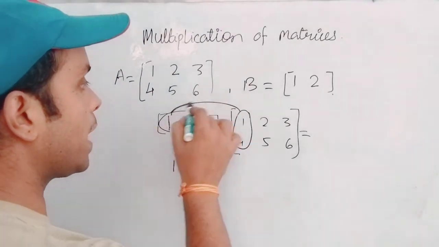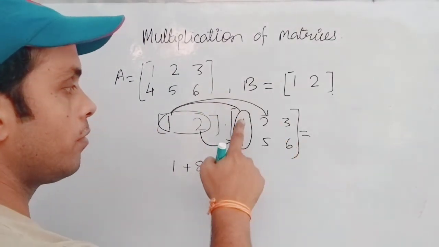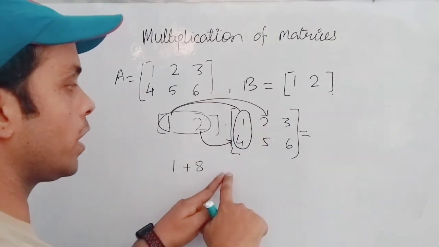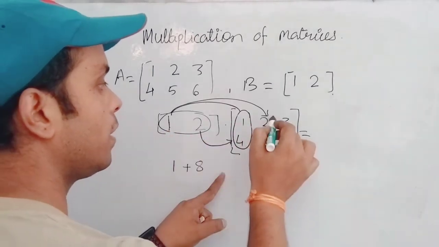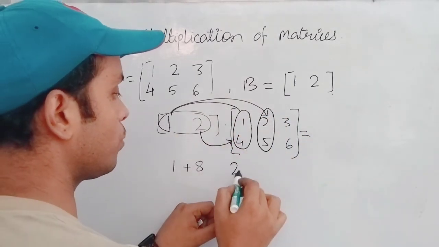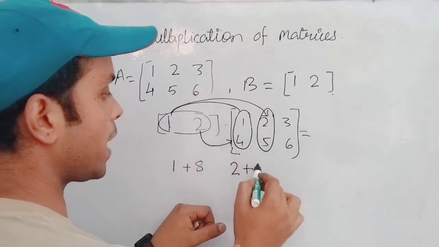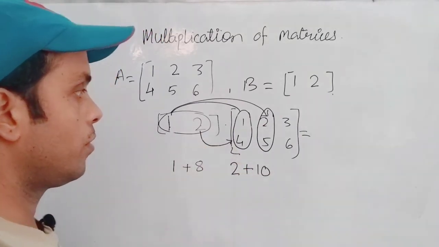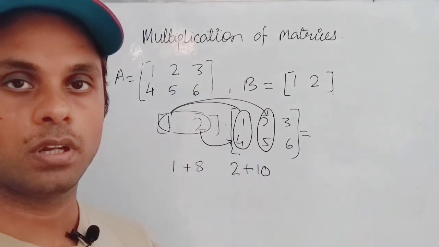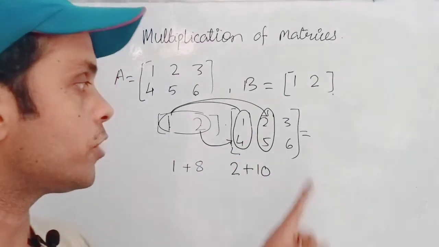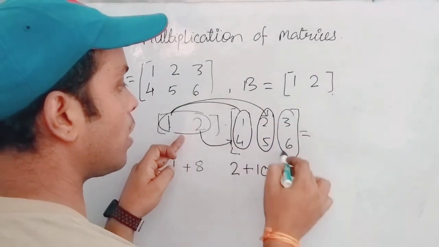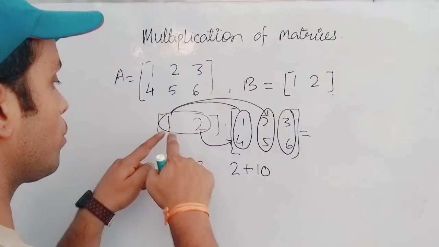Now we have to multiply with the second column. Between these two columns there is a space, so we put a space here and then multiply with the second column. So 1 into 2 is 2 and 2 into 5 is 10. So multiplication of this row with the second column is done. Now one more column is there, so we multiply this row with the third column also. How to do it?